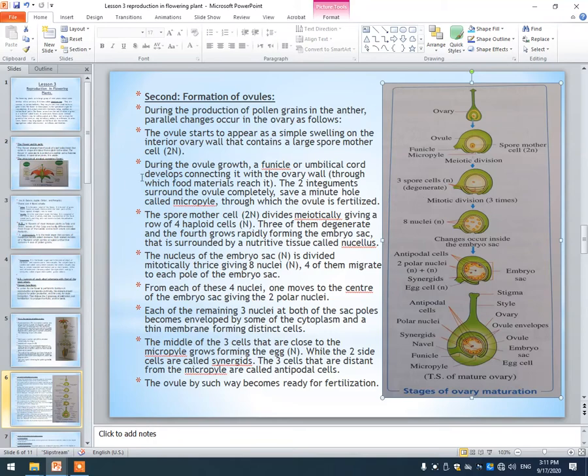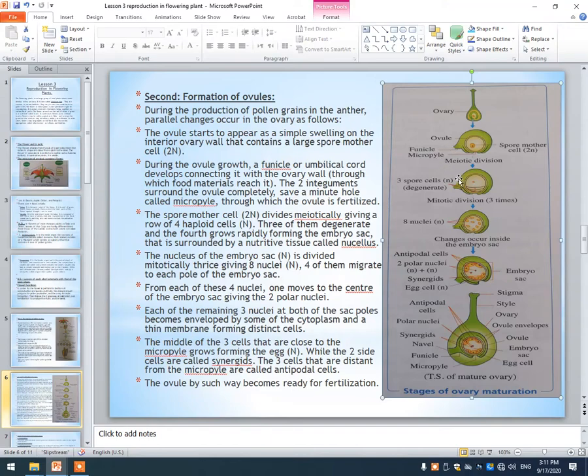Also, during the ovule growth, the funicle, or umbilical cord, will form. The umbilical cord develops, connected at one end with the ovary wall, through which food material reaches the ovule.